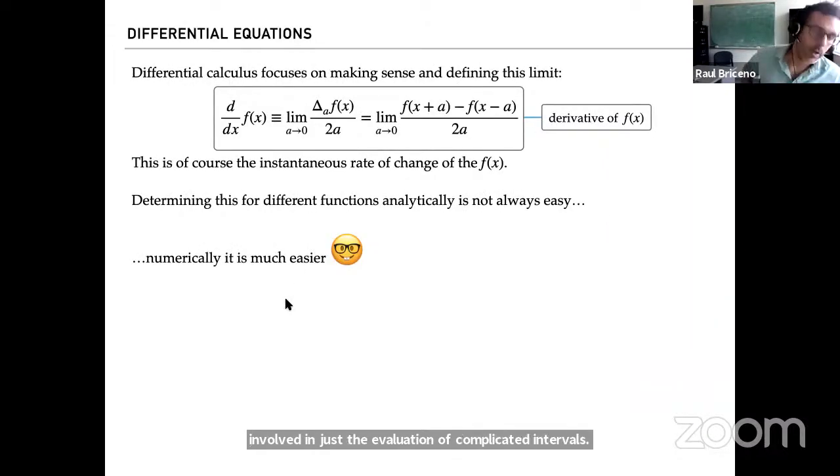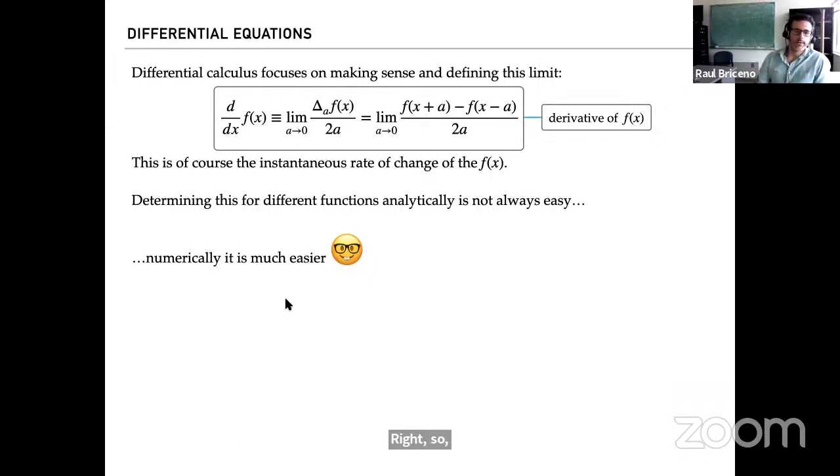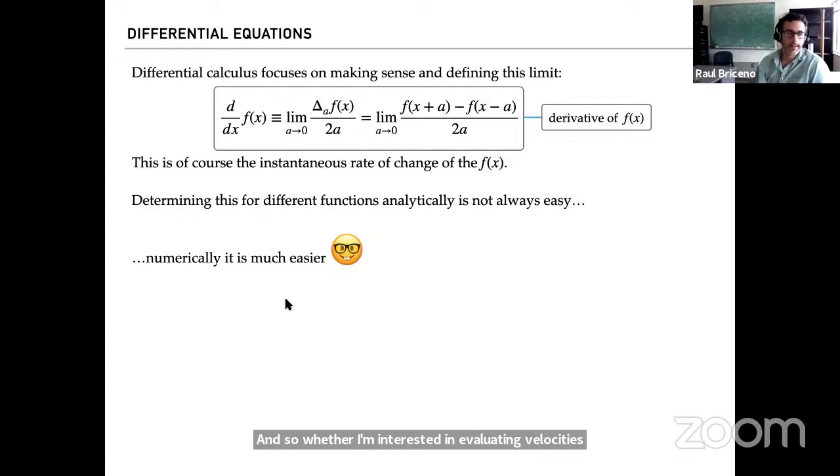All right, so we're going to focus on the rest on differential equations, in particular, the broader field of differential calculus, which is what we already started touching on. And so whether I'm interested in evaluating velocities or accelerations or the rate of change of the number of COVID cases per day, in general, what I'm considering are derivatives of functions.